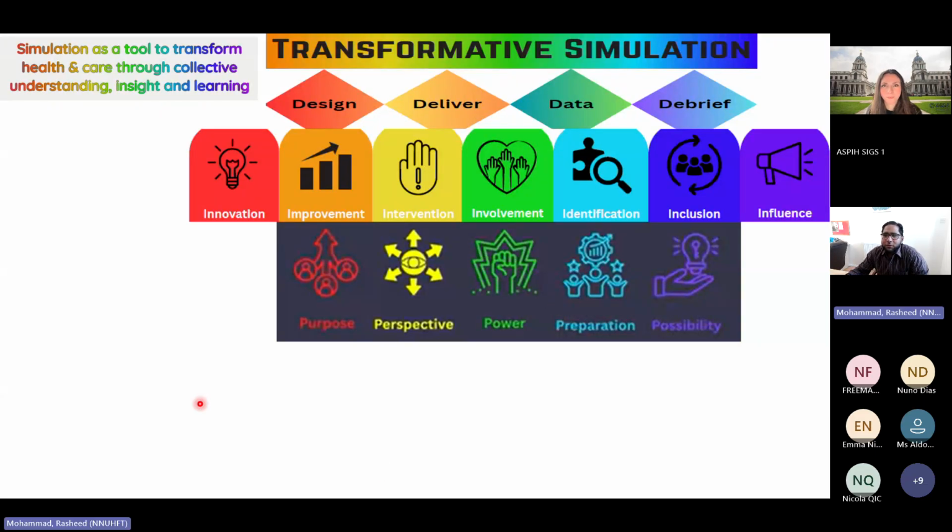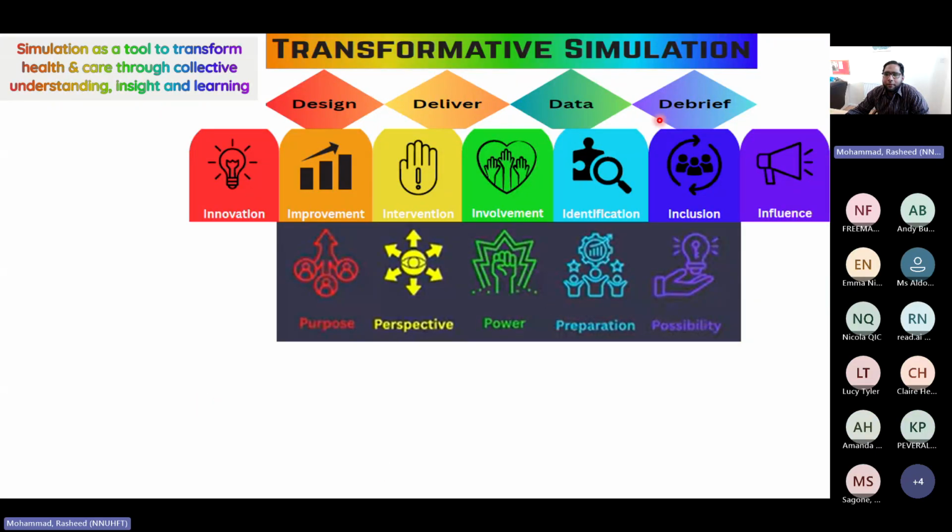It would actually be useful to begin by discussing a little bit about what transformative simulation is: simulation as a tool to transform health and care through collective understanding, insight, and learning. And it would even be quite useful if I describe the 5 pillars of transformative simulation, the 7 different intentions, and the 4 Ds that actually make simulation transformative.